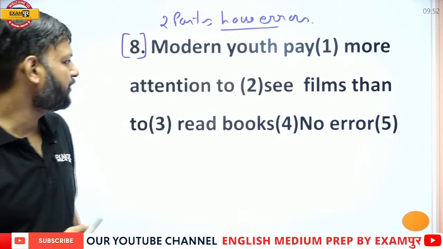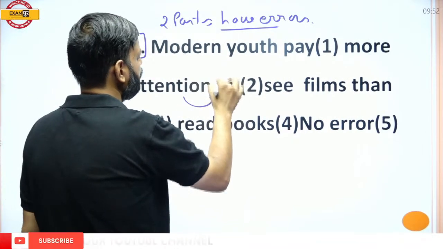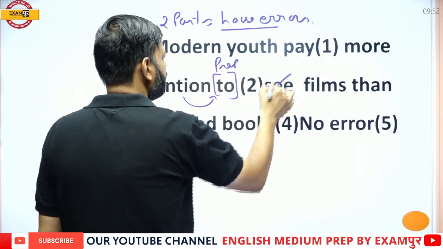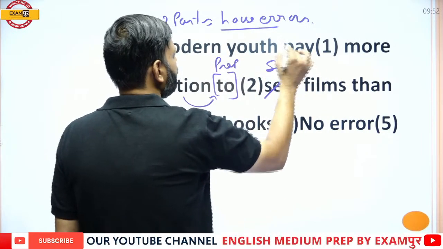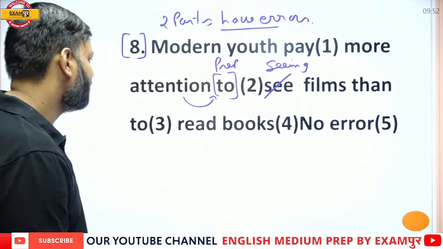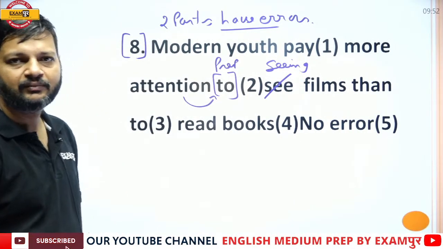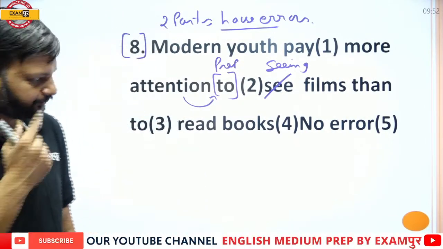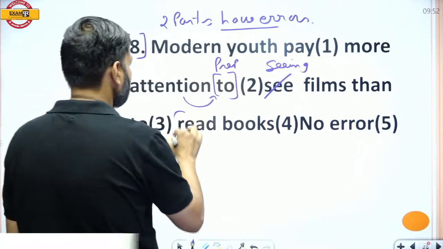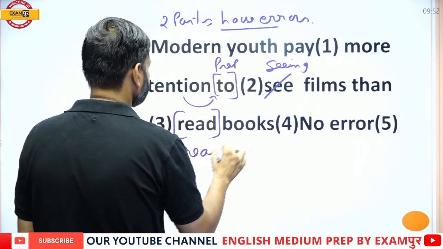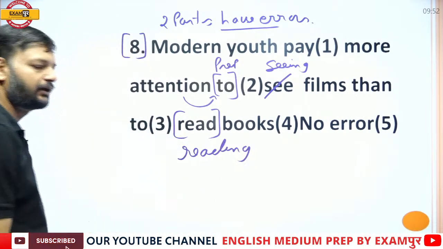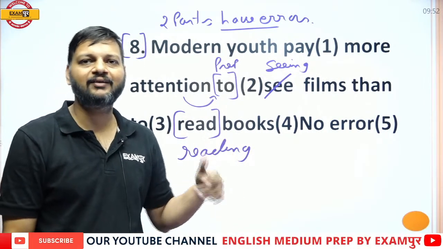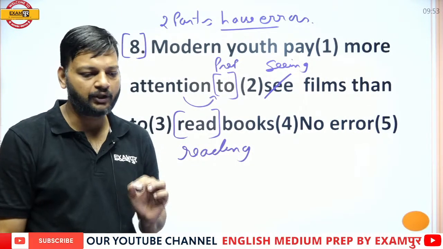So in this sentence what you have to do, after attention, to is a preposition. So in place of see, you have to change it with seeing. And as we have discussed the rule of parallelism, that after conjunction and before conjunction the structure must be same. So here also you have to change read into reading. But in actual examination such questions will not be asked. Only one part of a sentence can have an error, so you should not worry about it.